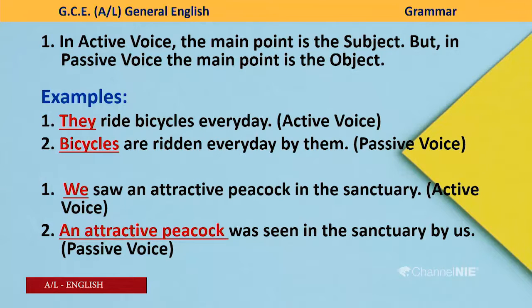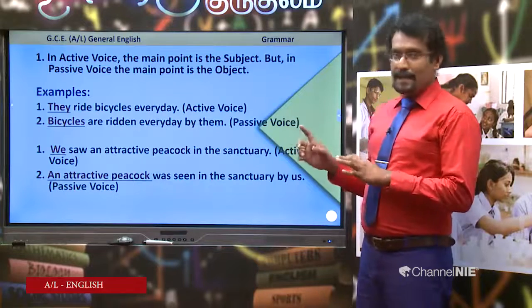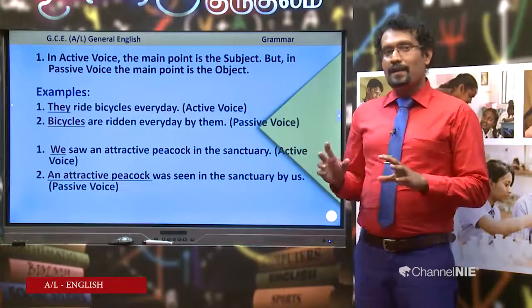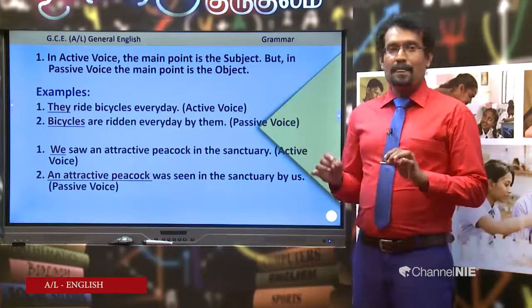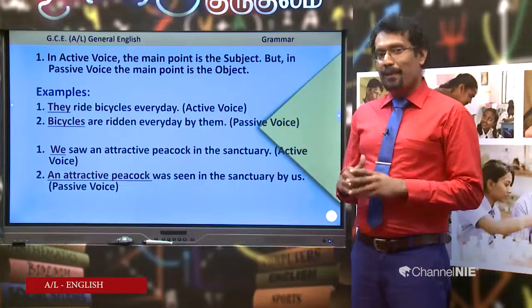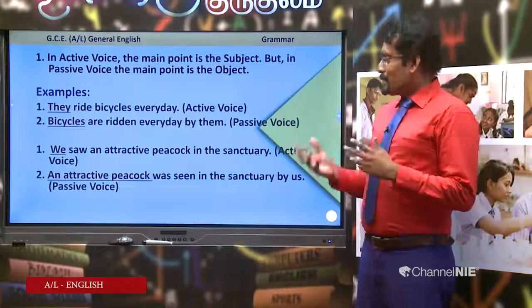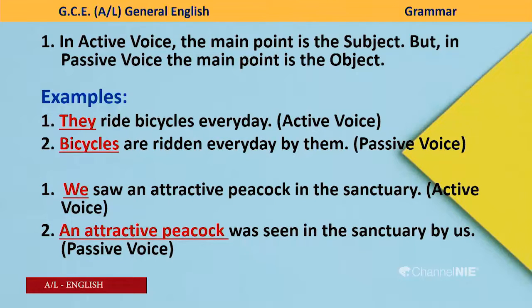So, you can see in active voice the main point is the subject. So, in this active voice sentence, they is there, the subject, that is the main point. But in the passive voice sentence, bicycles, the object is the main point. Let us look at the second example. We saw an attractive peacock in the sanctuary, that is active voice. An attractive peacock was seen in the sanctuary by us, that is passive voice.